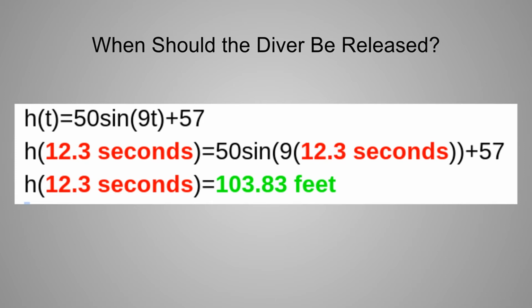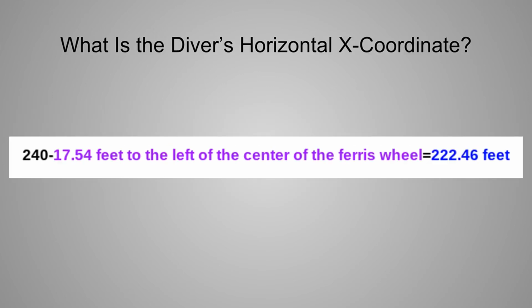Knowing that the diver is being dropped at 12.3 seconds after it hits 3 o'clock, we insert the time into the equation: H of 12.3 seconds equals 50 sine of 9 times 12.3 seconds plus 57, which equals 103.83 feet. The horizontal location of where the diver should land is at 222.46 feet.